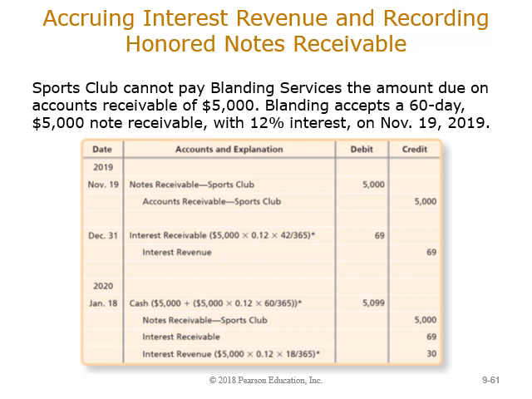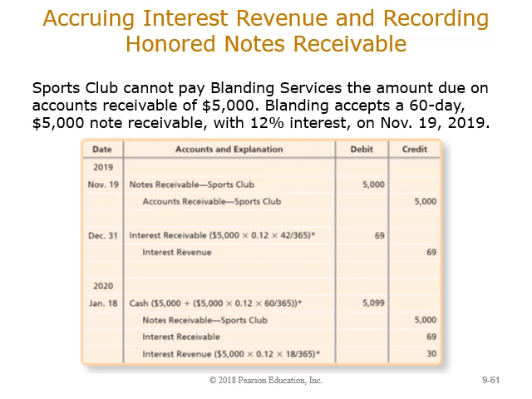Okay, so here is another example for accruing interest revenue and recording the honored notes receivable. So Sports Club cannot pay Blanding Services the amount due on accounts receivable of $5,000. Blanding accepts a 60-day $5,000 note receivable with 12% interest on November 19th, 2019, and the journal entries will look like this. So we record the note receivable on November 19th, so notes receivable increases by $5,000, and accounts receivable actually decreases by $5,000.